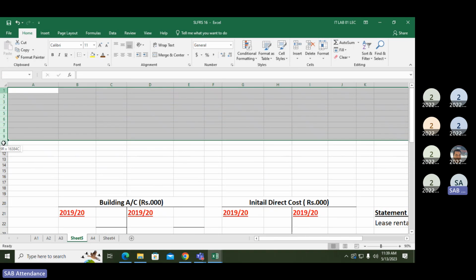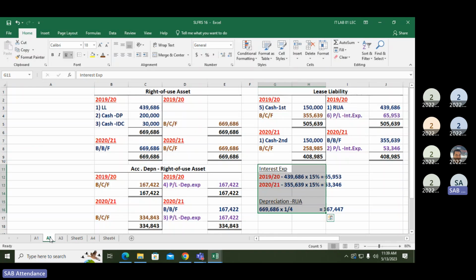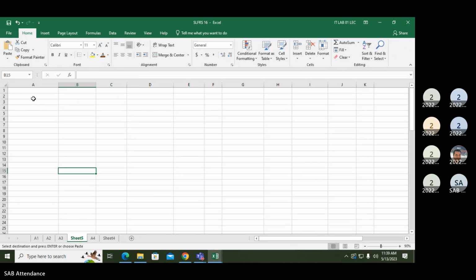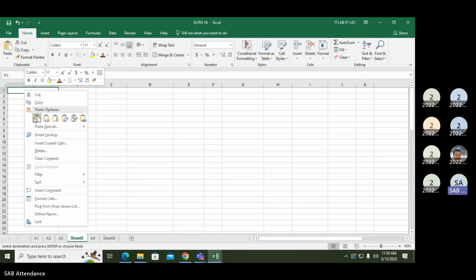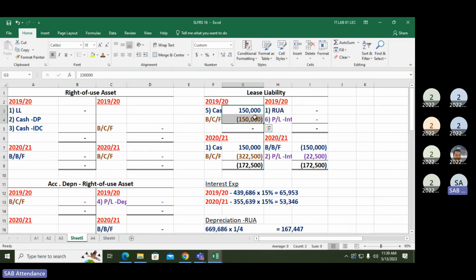Right. Now I am going to prepare these accounts for a 2-year period. This is in the books of lessee, right? Books of lessee.